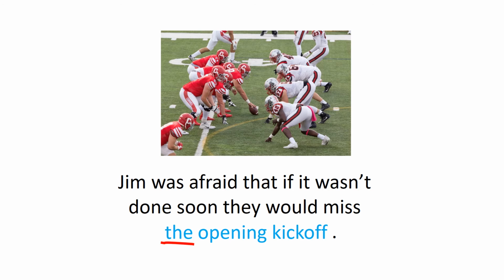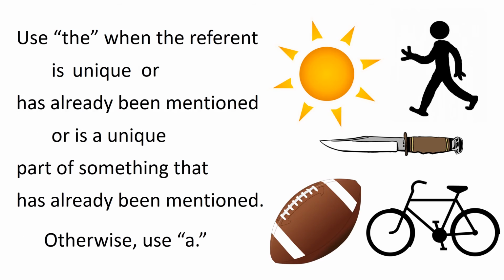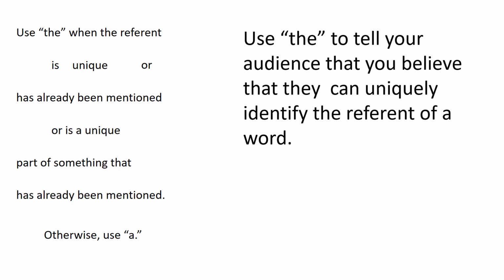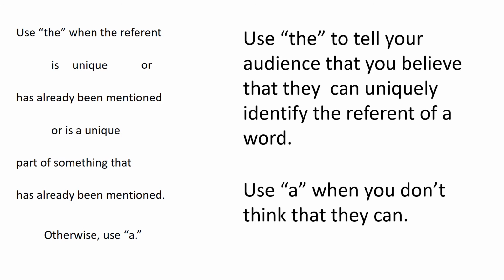So what impact might our latest observations have on our rules governing the use of "a" and "the"? While it may seem that these examples will inevitably add layers of complexity, they actually suggest a more simplified approach. We can replace our previous collection of rules with just two. Use "the" to tell your audience that you believe that they can uniquely identify the referent of a word, and use "a" when you don't think that they can.